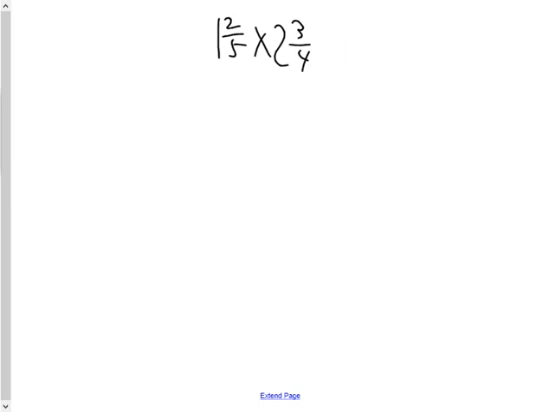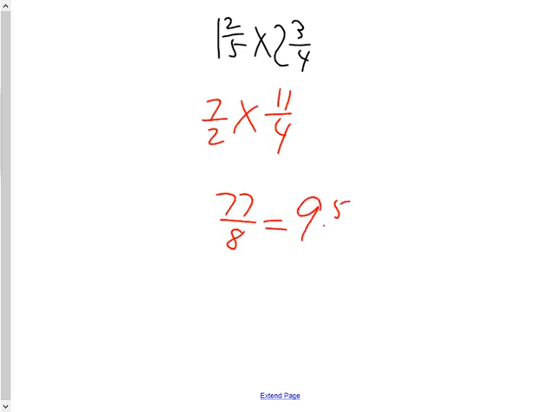Without modeling, when you multiply two mixed fractions, change them to improper. Check for cross reduction. Doesn't happen. So 77 over 8 is your final answer, which is 9 and 5/8 as a mixed fraction.